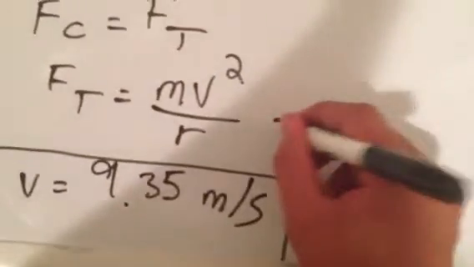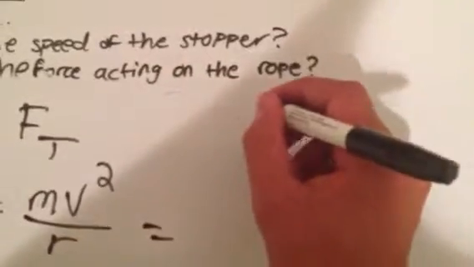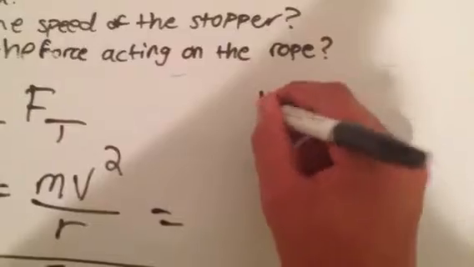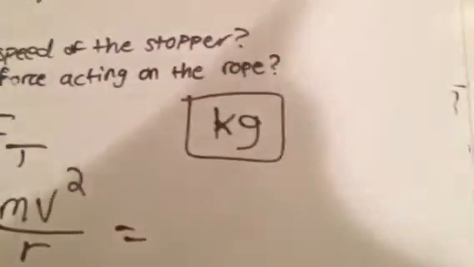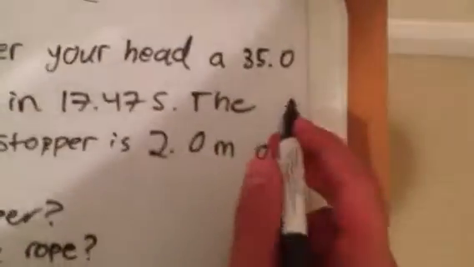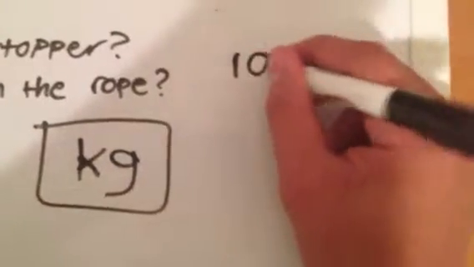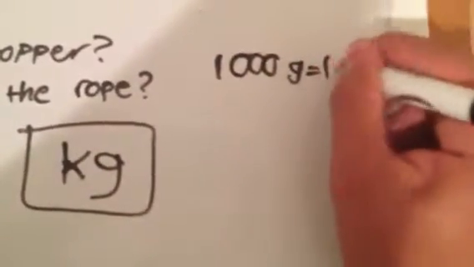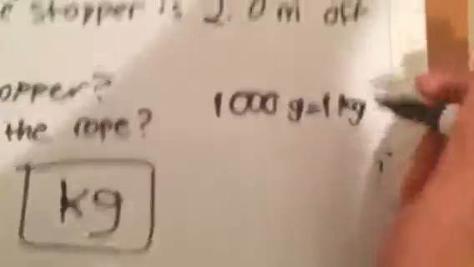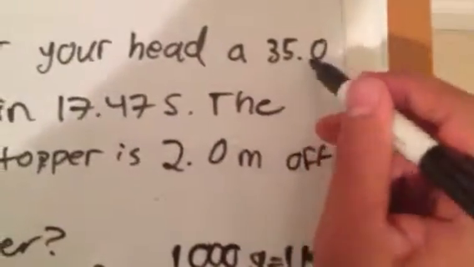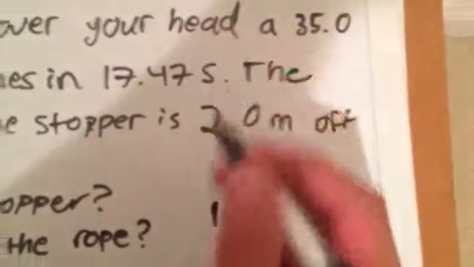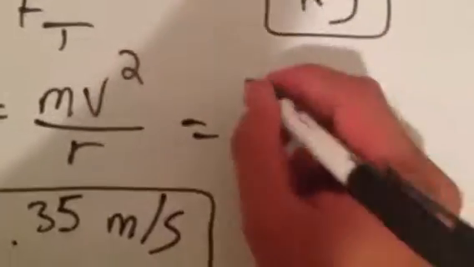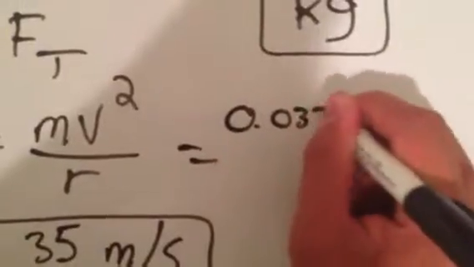So this is equal to, now, the mass. Whenever it comes to a physics problem and they ask for mass, make sure it's expressed in kilograms. That is super important. In this problem it is expressed in grams. And 1,000 grams equals 1 kilogram. So with that conversion in mind, we will simply move the decimal point 3 units to the left. And when we do that, we get 0.035. So we're going to sub in 0.035 here for the mass.